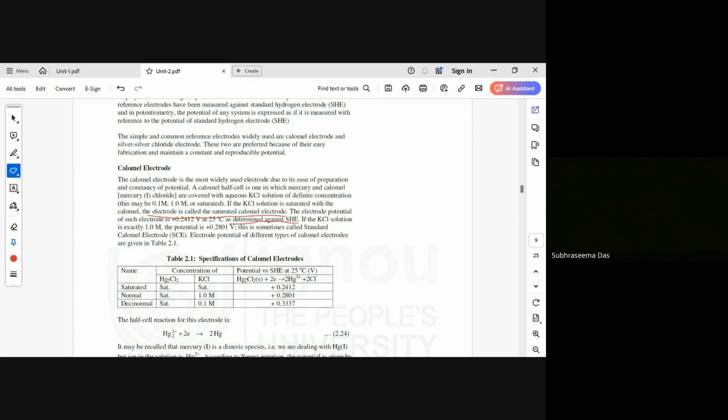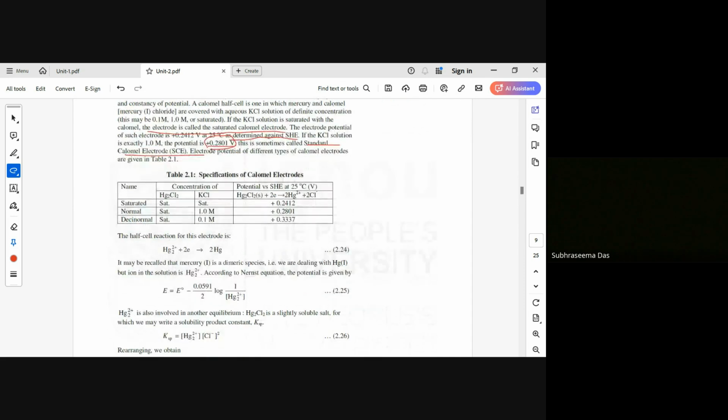So the standard potential of a calomel electrode was first determined against the SHE and then it was put to use. If the KCl solution is exactly 1 molar, then the potential is 0.2801 volt, and this electrode is called the standard calomel electrode, or SCE. So this standard calomel electrode is what is normally used in our daily laboratories.